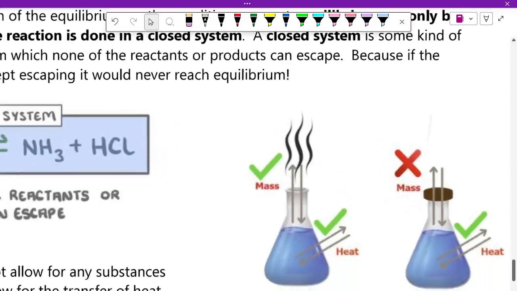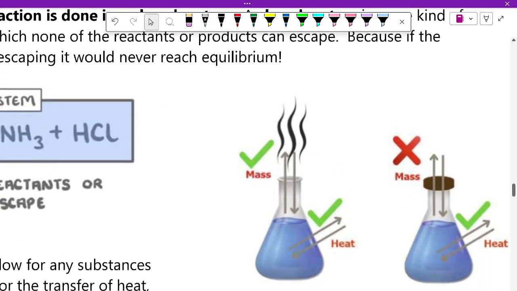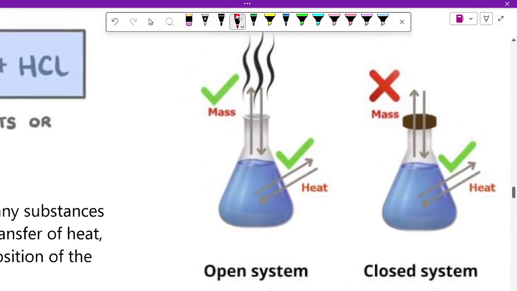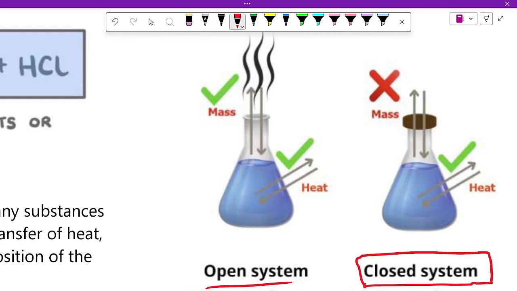Okay, so let's remind ourselves. In an open system, mass can go in and out, heat can go in and out. That's an open system. In a closed system, mass is stuck. It is stuck inside, and that is it. But the heat can go in and out. Okay, energy, kinetic energy.